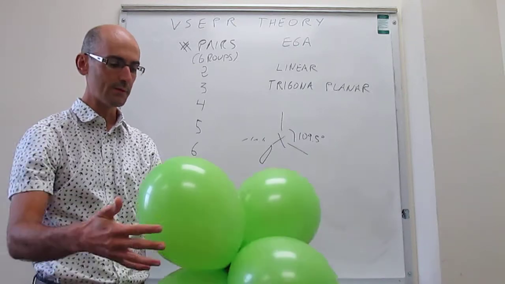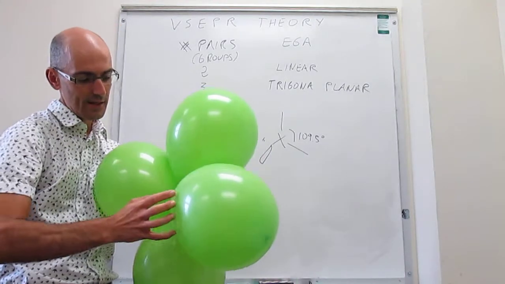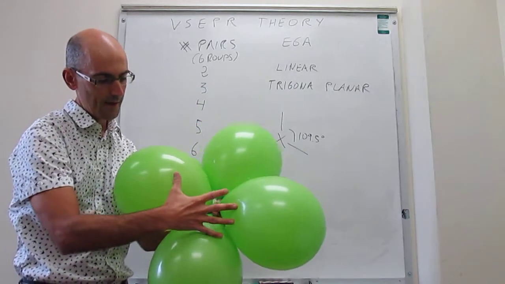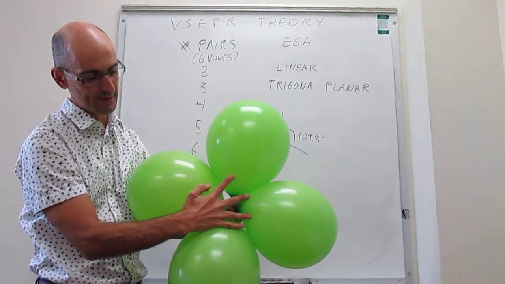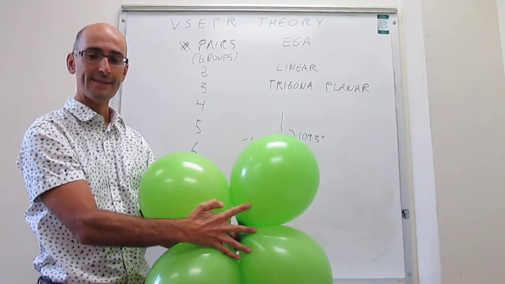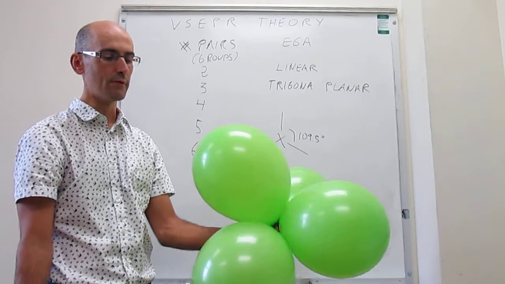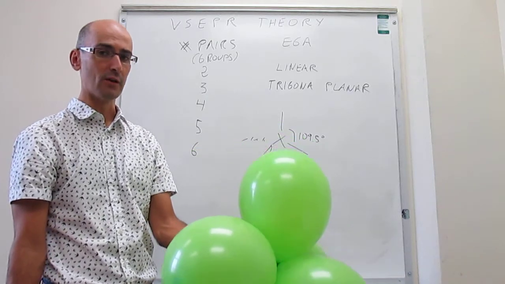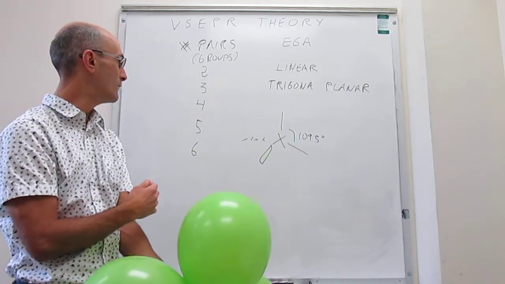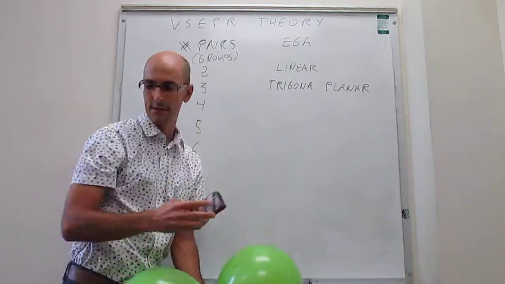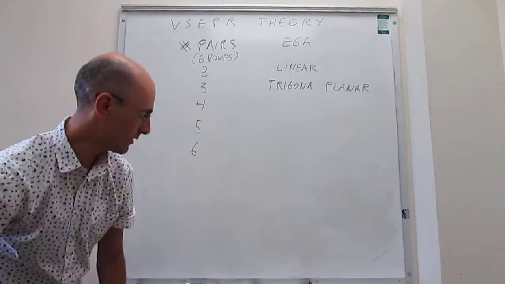There are other possibilities. For example, I can jam this into place by adding quite a bit of energy, and I could in principle get these four in the same plane. That is what we call square planar, but clearly if I let this move, it immediately goes to the tetrahedral shape. So for 4 electron groups, the preferred shape is what we call tetrahedral.